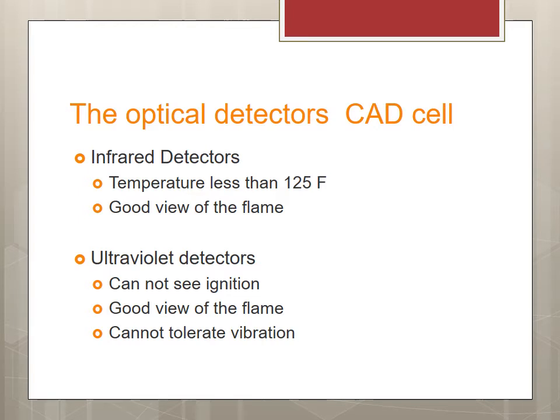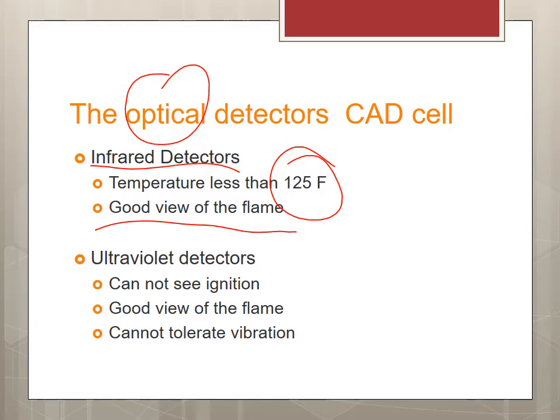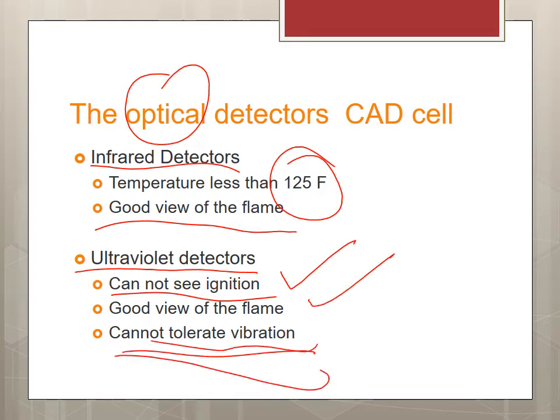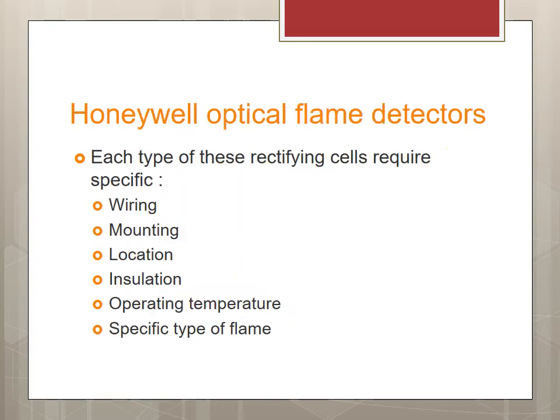What about other optical detectors? We said we have infrareds, which operate around 125, and they need a good view of the flame, otherwise they do not work properly. Ultraviolet detectors should not be seeing the ignition, that's one of the properties, and they also need a good view of the flame. They all do. Also, they have no tolerance for vibration, meaning if you put one very close to a motor, something that vibrates, or a fan, it should not work very well, because any kind of vibration will distort the reading of those ultraviolet detectors.